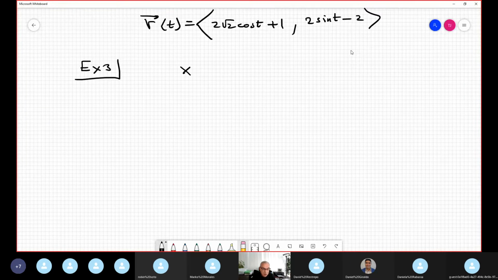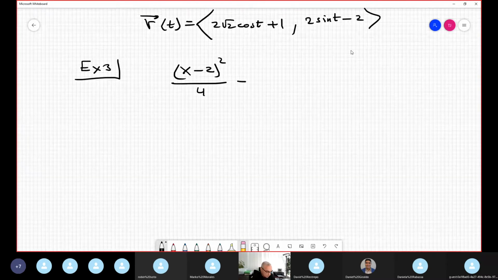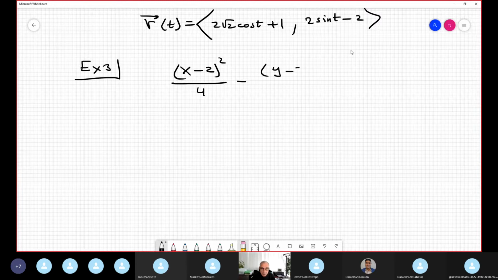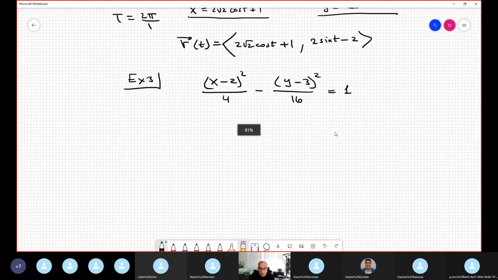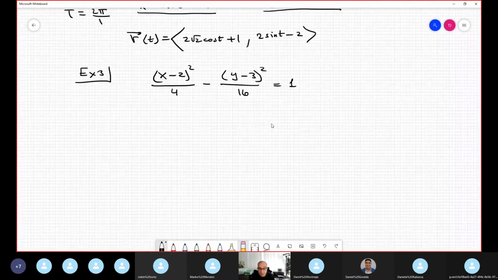Suppose this equation: (x minus 2) squared divided by 4 minus (y minus 3) squared over 16 equals 1. Well, this is the hyperbola. How do you know? Because it's minus. When it's plus, it's an ellipse. When it's minus, hyperbola.